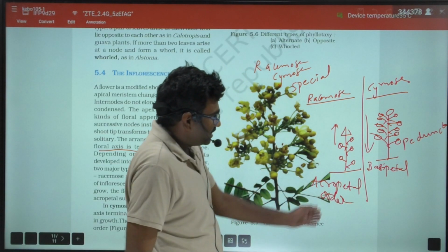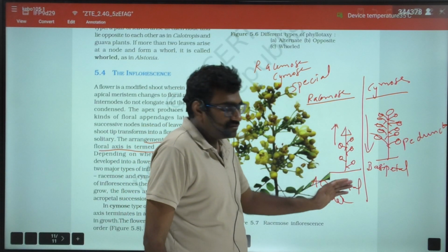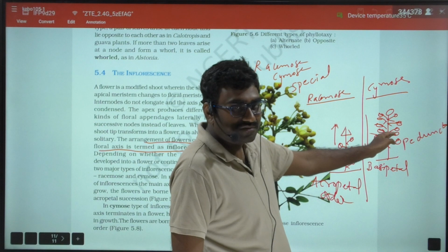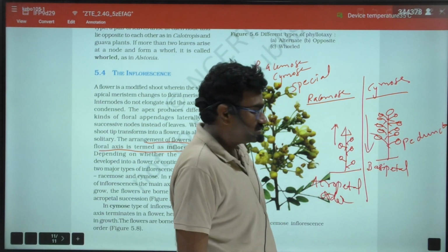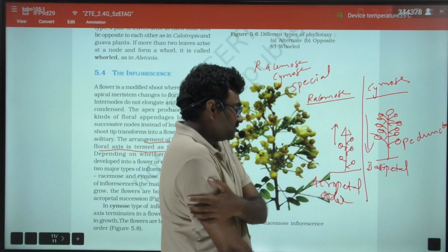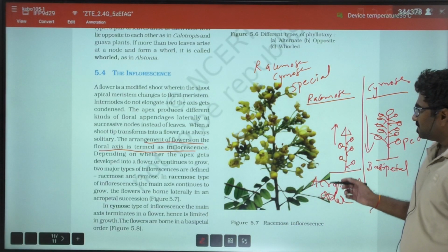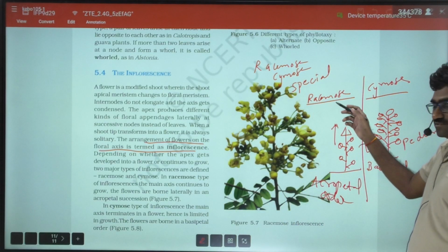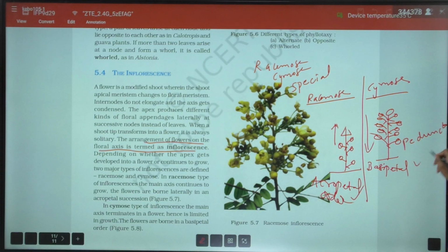So that means the main axis continues to grow. It shows unlimited growth, whereas in the cymose inflorescence the main axis shows limited or definite growth, and in racemose it is indefinite growth, right? And the mode of arrangement is acropetal order, just like in leaves. In racemose inflorescence it is acropetal order, whereas in cymose it is basipetal order.